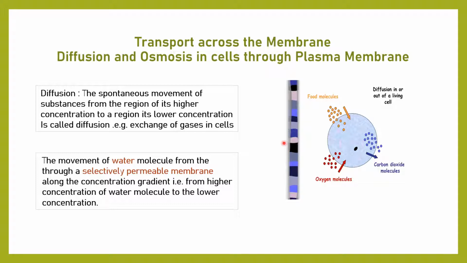Here is the transport across the membrane. There are two processes which take place across the membrane. Let us discuss diffusion. Diffusion is a process where solid, liquid and gas substances move from the higher concentration region to the lower concentration region. You can see this diffusion process is very important for the exchange of gases. So, the plasma membrane facilitates diffusion.